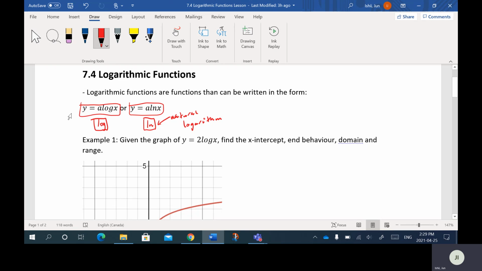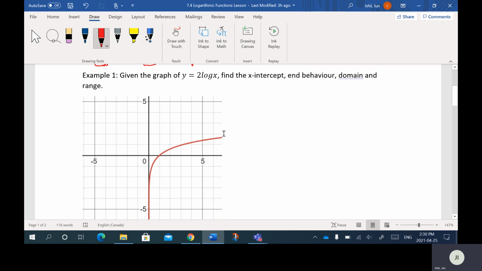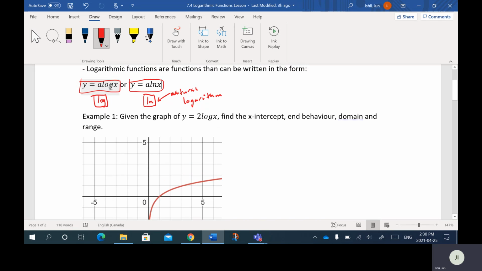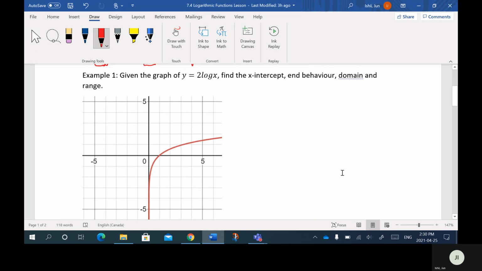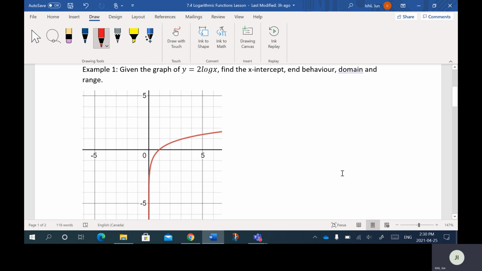All right, so we're going to be looking at the graphs and comparing the equations to these. The first example here, we're given the graph of y equals 2 times log x. In this case, a is 2. And we want to find the x-intercept, end behavior, domain, and range. The x-intercept, what you notice here is that the x-intercept is at 1. Right, so the x-intercept is at (1, 0).